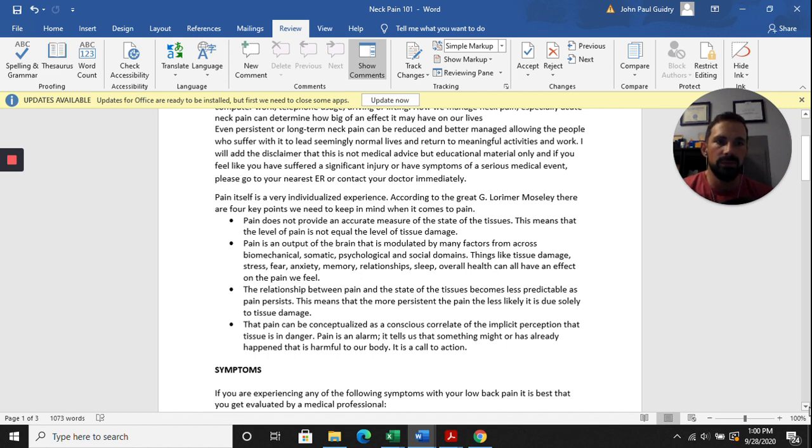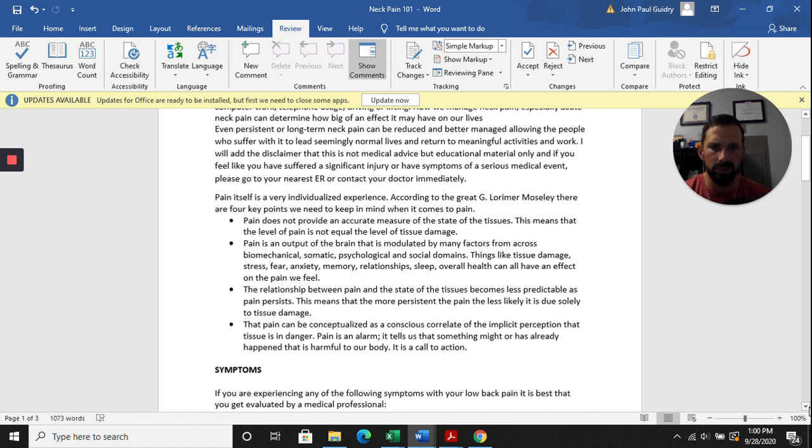Pain itself does not provide an accurate measure of the state of the tissues. So what this means is that the level of your pain does not parallel the level of damage, or if there's any damage at all in the tissues. So you can have a high level of pain and minimal to no damage, and vice versa. You can have a high level of damage and minimal to no pain. And there are plenty of examples of this on both sides.